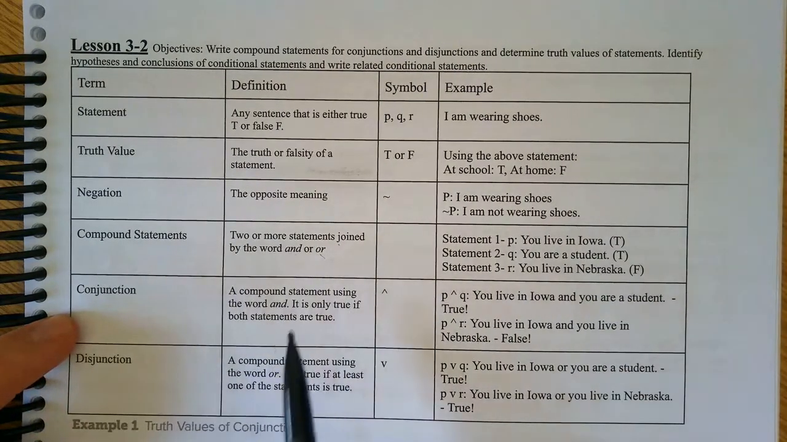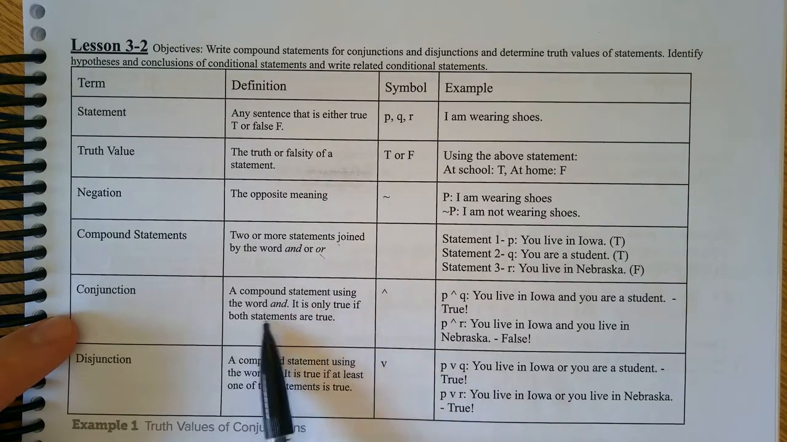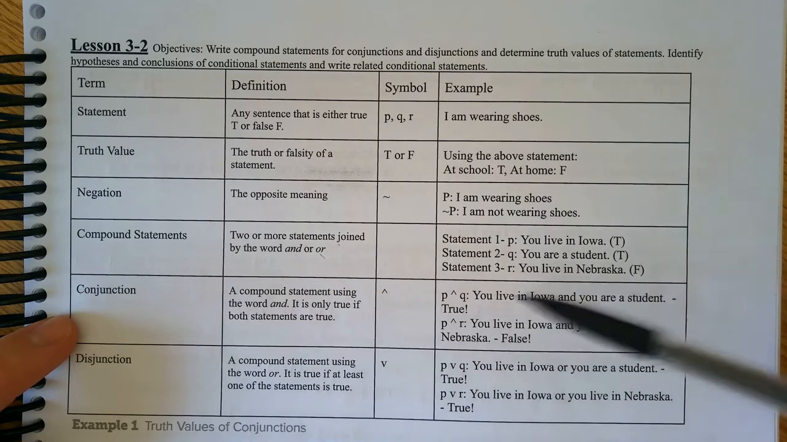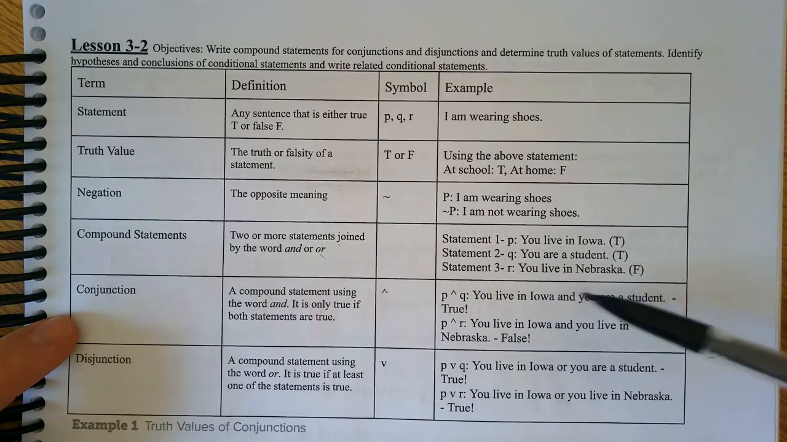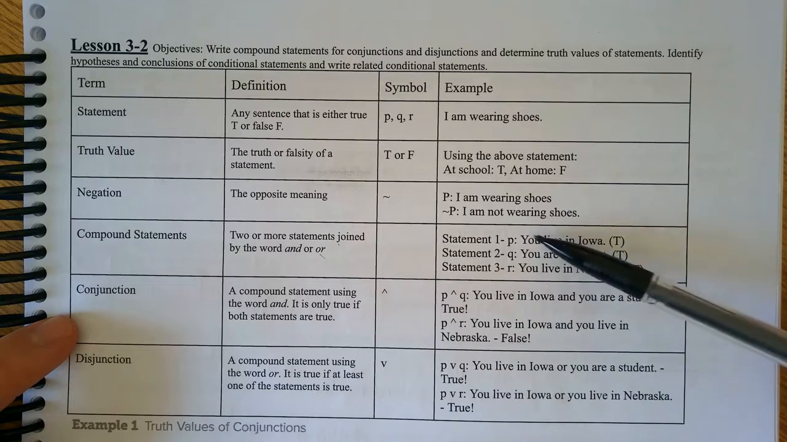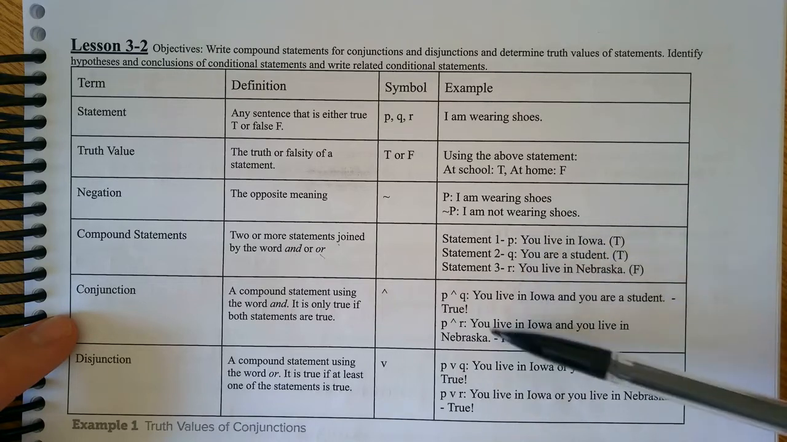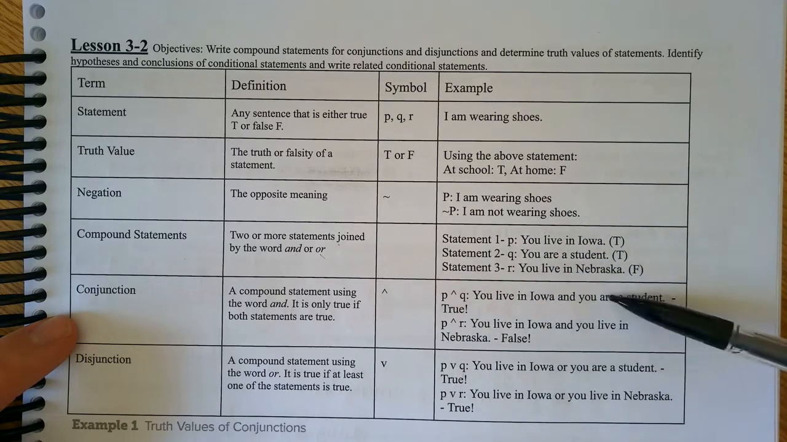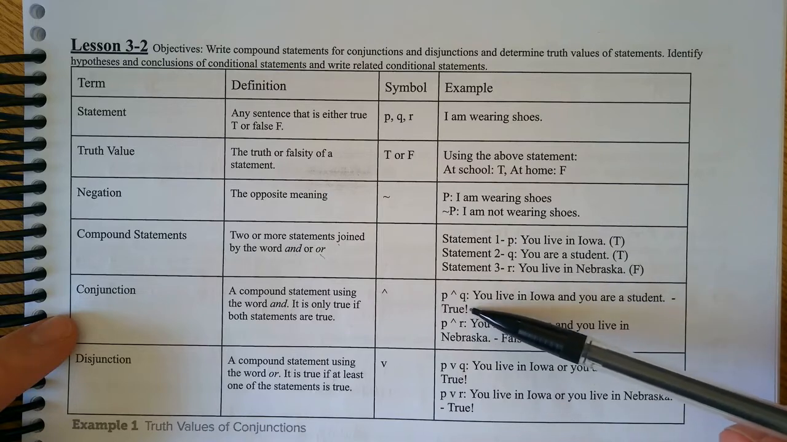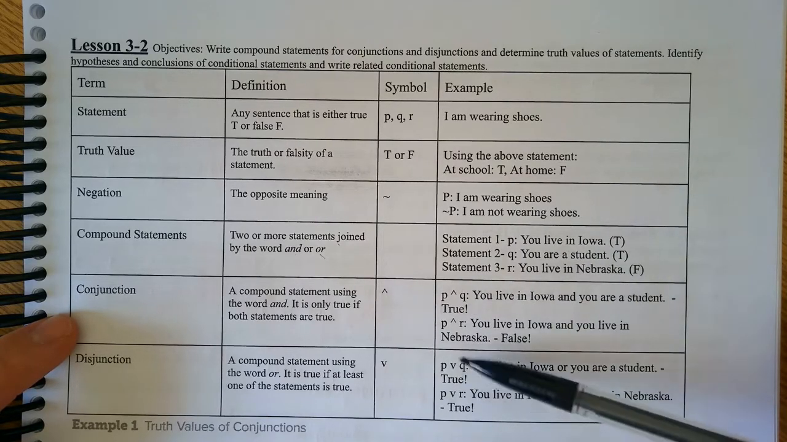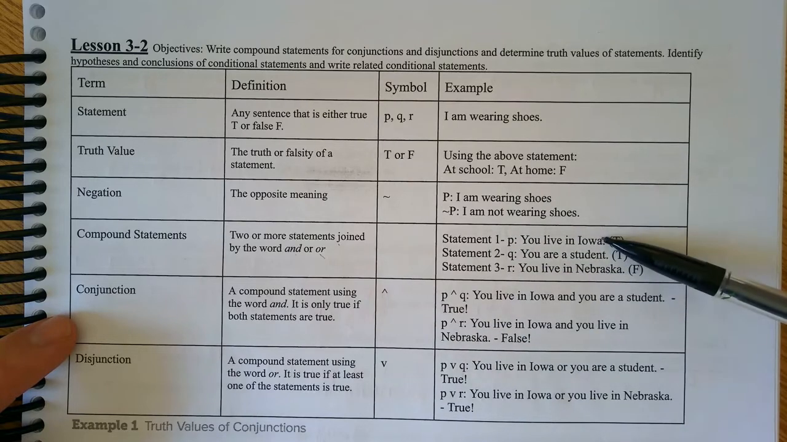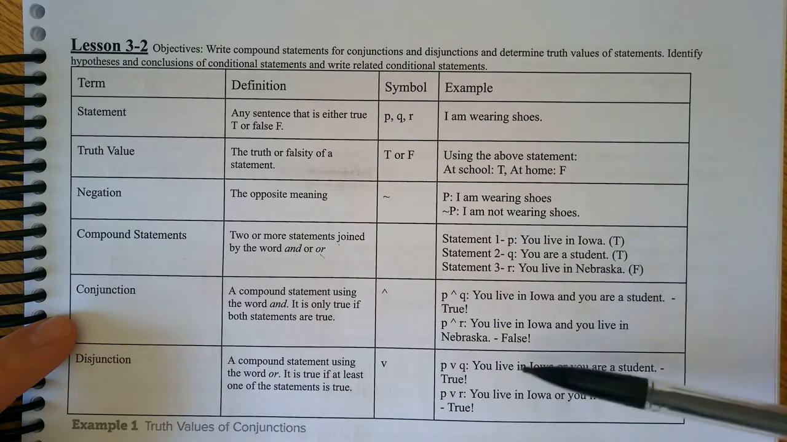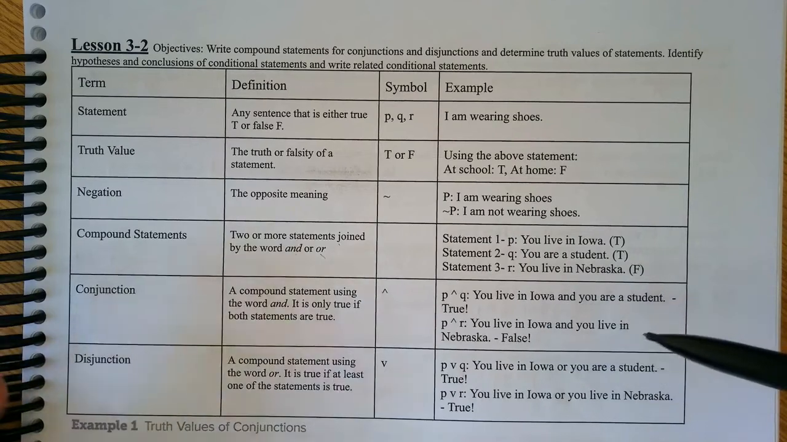So a conjunction is a statement using the word and. It can only be true if both parts of the statement are true. So this is the symbol we use to show an and. You live in Iowa and you are a student. So using P and Q from the previous and putting the word and in there, that is true. You do live in Iowa and you are a student. P and R means I would use P and R. So you live in Iowa and you live in Nebraska. That is false. You just live in Iowa.